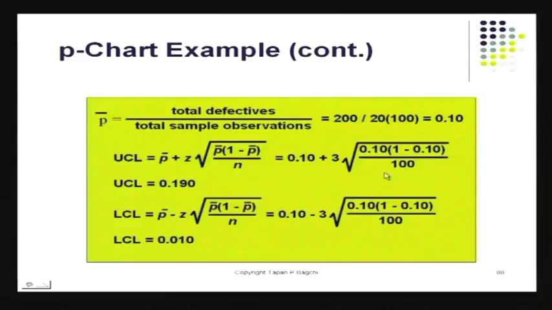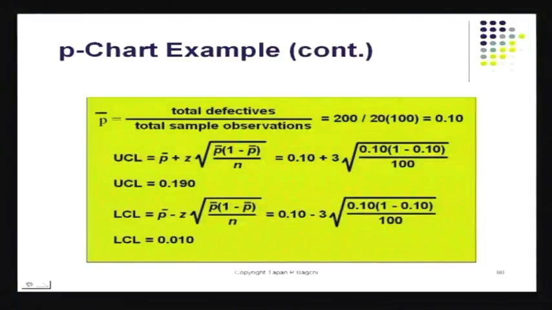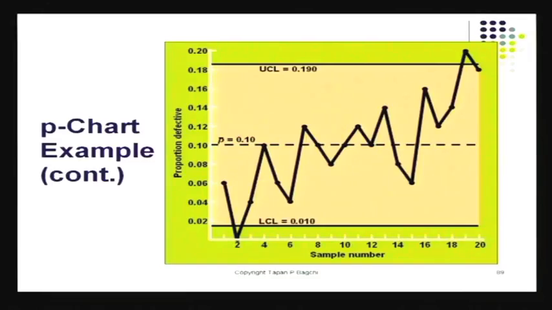If you do the calculation, you'll find that the upper limit turns out to be 0.190 and the lower limit turns out to be 0.010, which really says that if the value of p, the fraction defective in any of those lots of size 100, is above the upper control limit or below the lower control limit, it's an exceptional situation. I have to stop the process and investigate the causes for it, just like we used the reaction plan in the x bar R case.